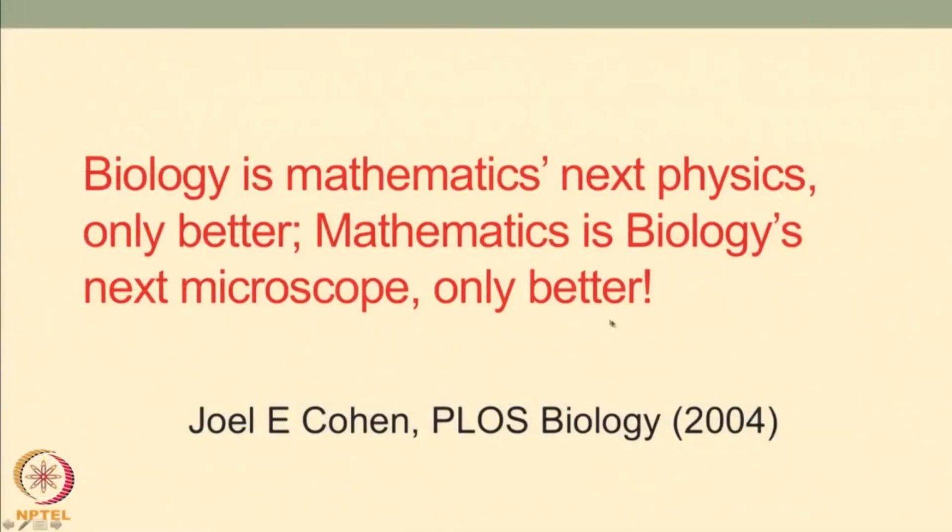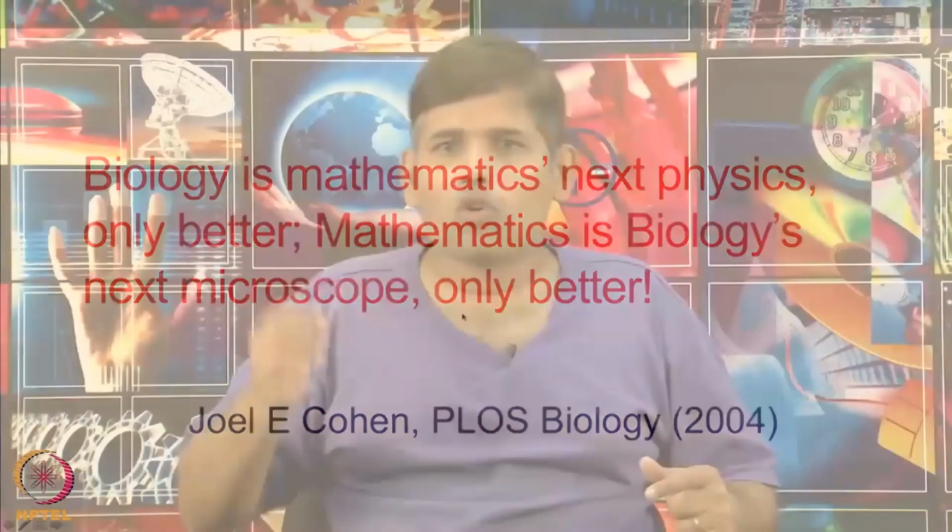And the second part is very useful for biologists. It says mathematics is biology's next microscope, only better. We all know that the microscope immensely helped biology explore biology as a field. The invention of the microscope revolutionized biology, right? So just like the microscope revolutionized biology, Professor Cohen predicts that mathematics would be the next microscope.